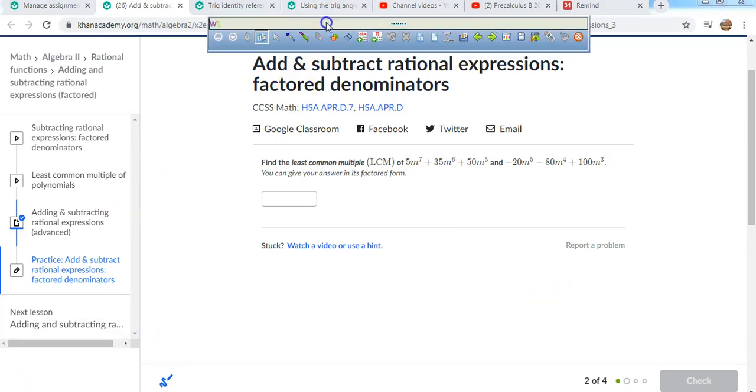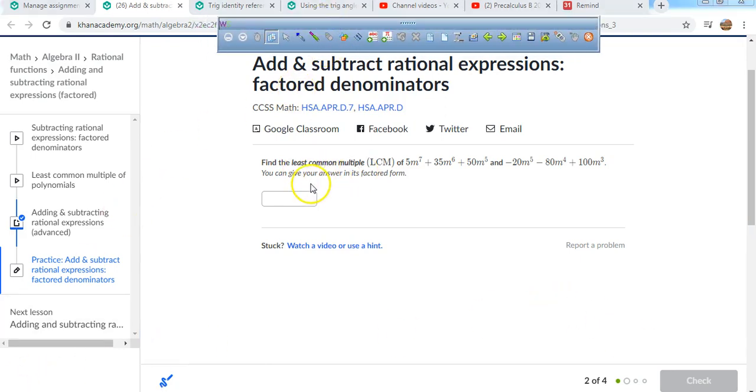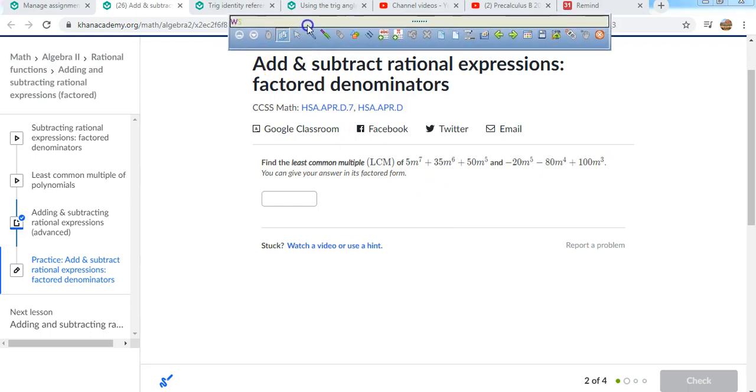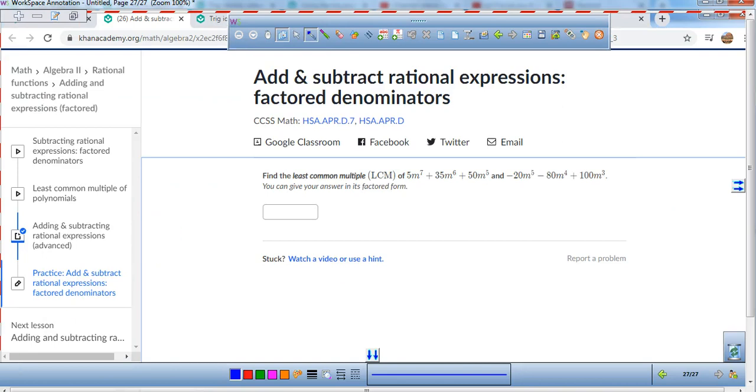All right, so what I'm going to do is we are going to find the least common multiple, and we are going to give our answer in its factored form. I'm going to type these out nice and neat right here for us to see, so I'm going to go ahead and try to do that. I'm going to pause the video here in just a second.